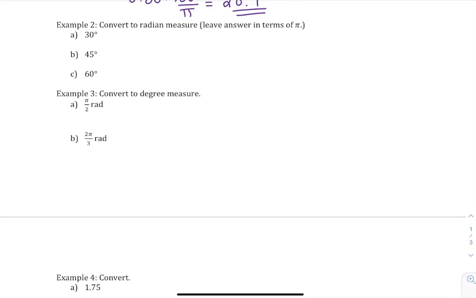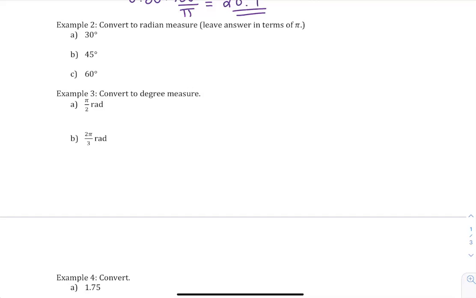The rest of this section is just practicing converting from radians to degrees or degrees to radians. If you'd like to try to do these on your own using those two formulas from example 1, then I encourage you to pause the video and do that. If you'd like to work along with me, then just keep playing the video.